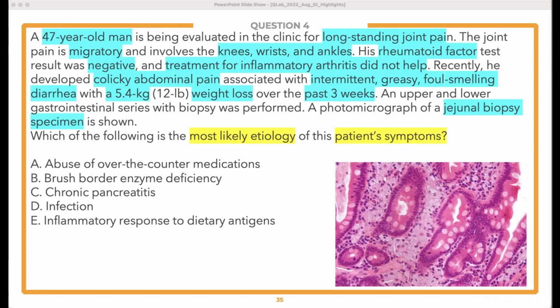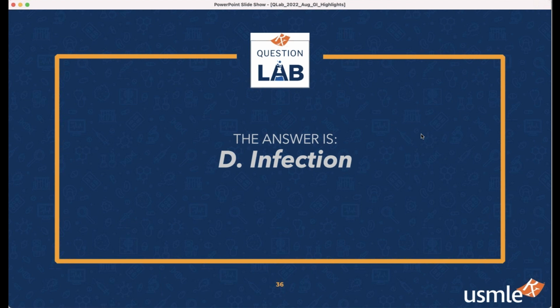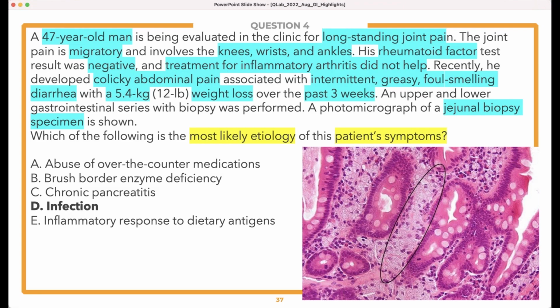So I'm going to hide these results and reveal the answer. And the answer here for question number 4, answer choice D, infection, is the right response. So let's go ahead and turn it over to Pars, see what happened here. Pars? Thank you, Jeff. Yes, definitely another tough question.